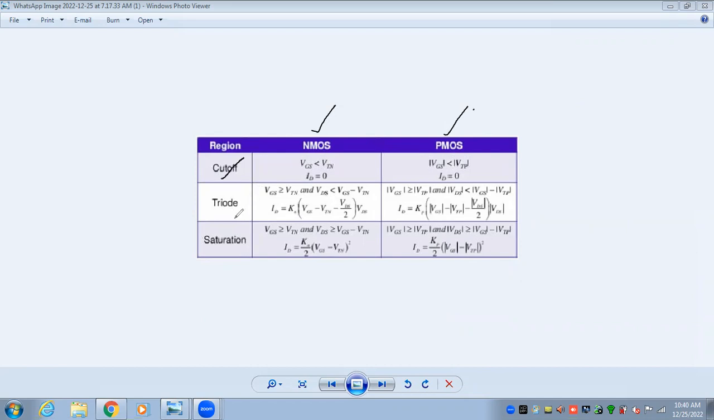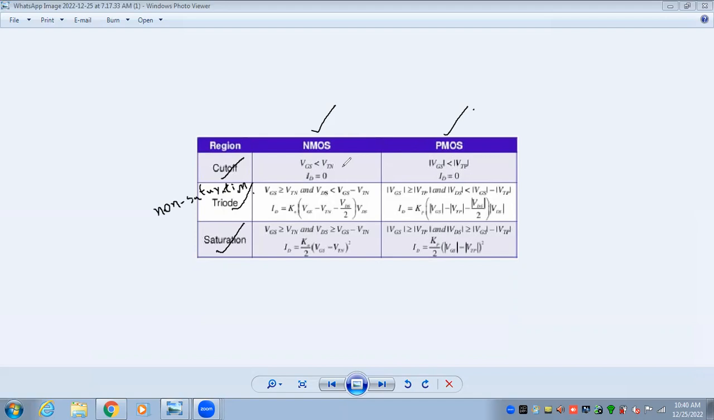Triode means it is nothing but a non-saturation region. It is also called a triode region, or sometimes even called a linear region. So we can say it is the non-saturation region, or triode region, or linear region. You can even call it a resistive region also. And the third region of operation is going to be the saturation region, right?